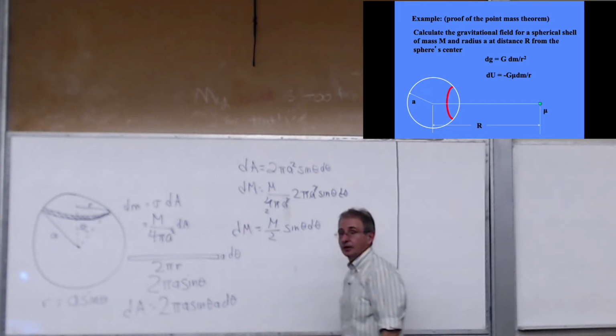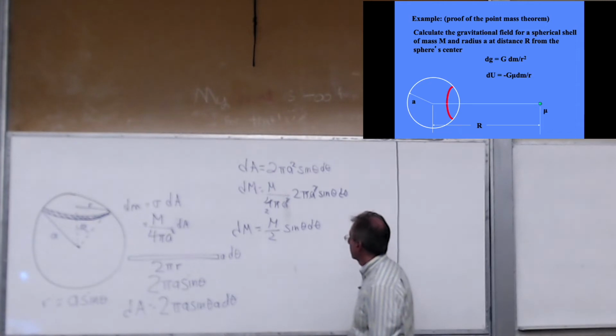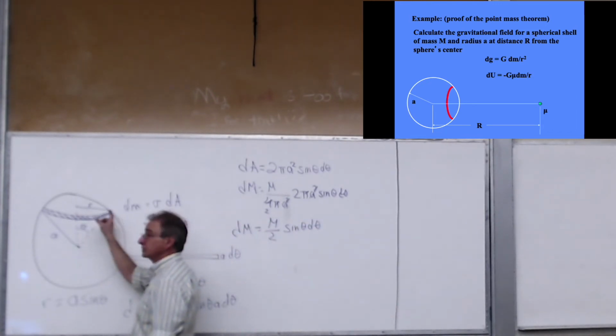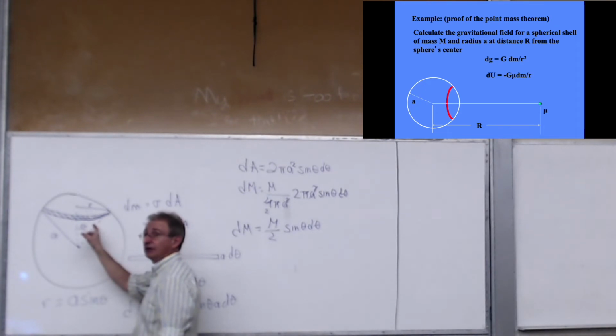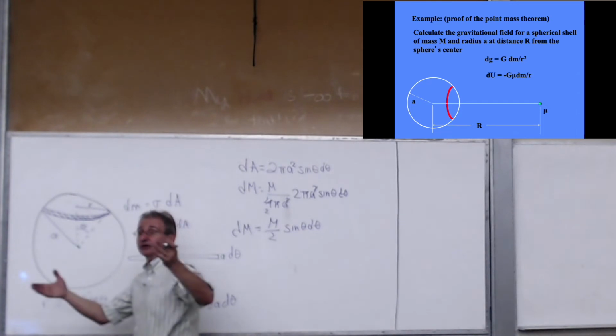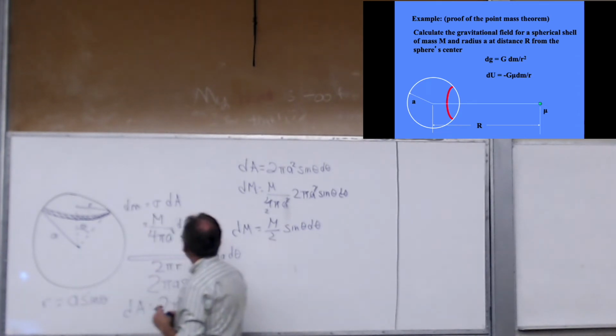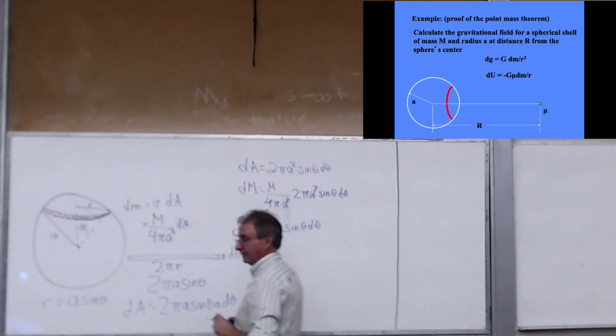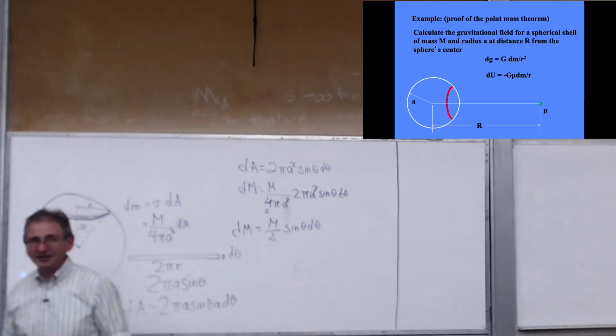So why is it A d theta? Oh, this is an arc length, right? The radius of the sphere is A, and this angle is d theta. Arc length is r times an angle, right? Okay, so now we have our dm. That was a pain, okay?